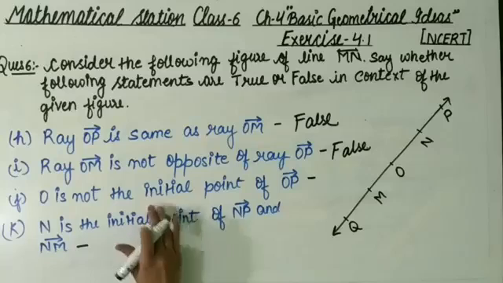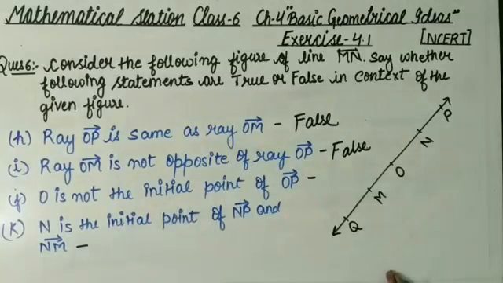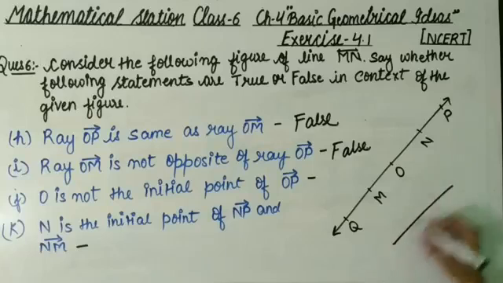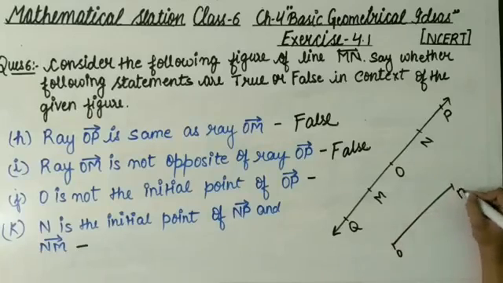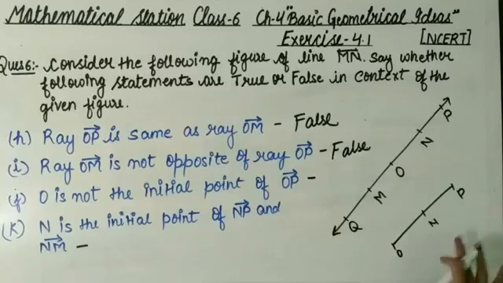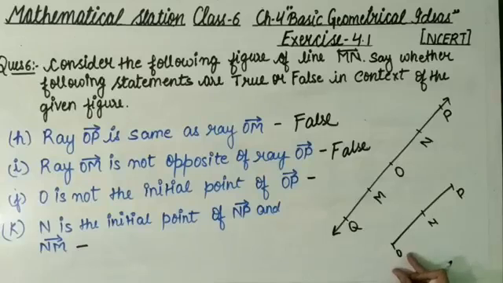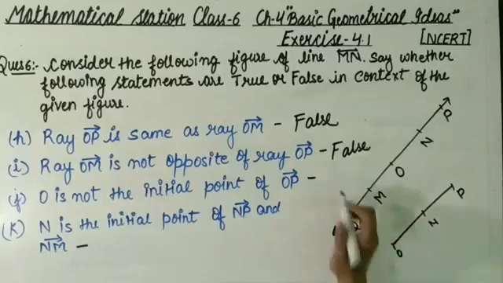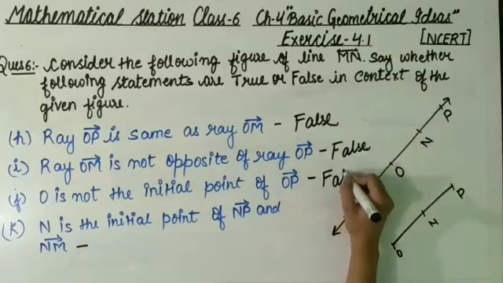Next is: O is not the initial point of OP. Student, if we talk about ray OP, then in OP, O is the initial point. So this statement is false. They are saying O is not the initial point, but the initial point means the starting point of OP. So we will write false.